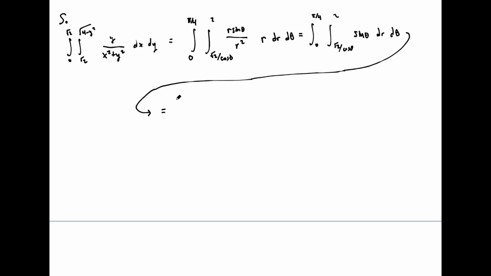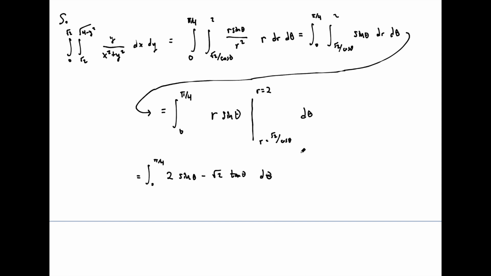So continuing on, the antiderivative with respect to r, in this case, is going to be r sine of theta, since sine of theta is constant. And I'll evaluate that expression at my upper and lower bounds in terms of r. Plugging in those bounds will give us 2 sine theta minus root 2 sine of theta over cosine theta, which is tangent theta. Then we have a theta integral to do. Integrating sine of theta is easy. So it'll give us a negative 2 cosine theta.